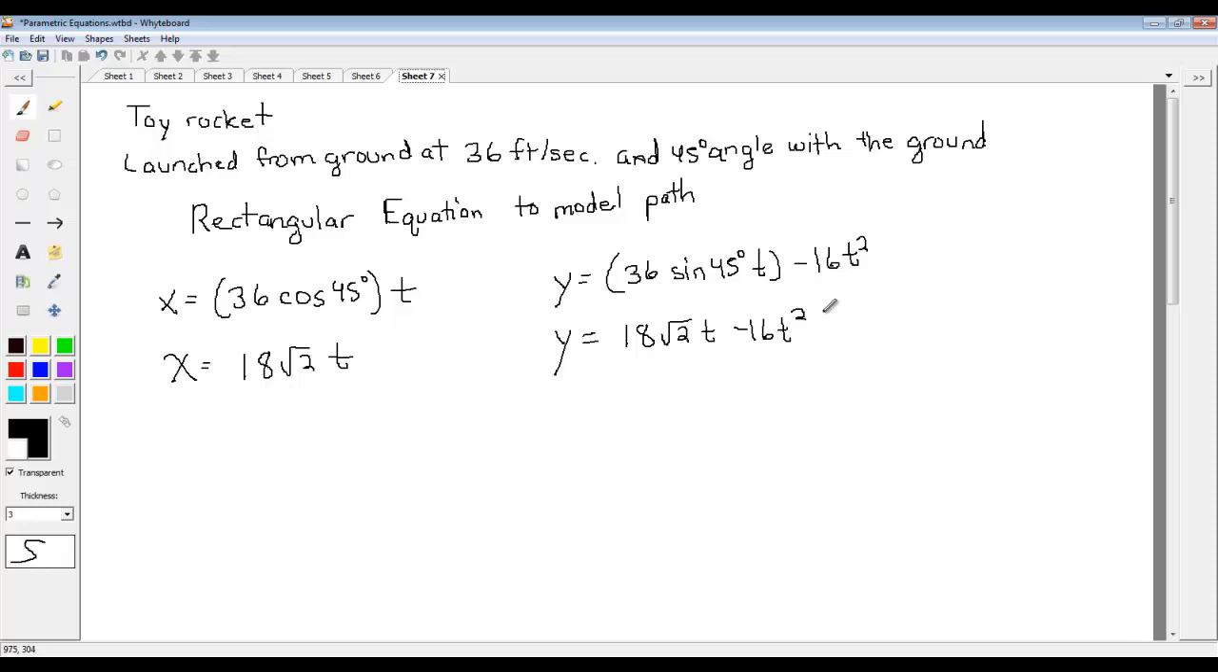Well, if we want a rectangular equation, what we can do is make a replacement, like solve for t here, and then replace in the y equation for t. That way we're getting rid of t and turning this from parametric with t to rectangular with x and y.